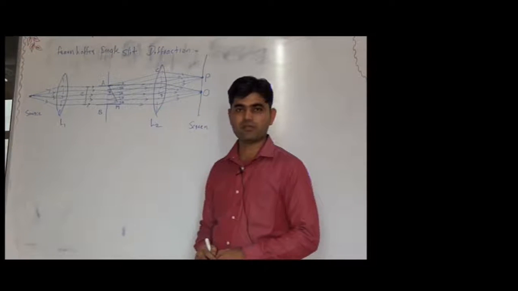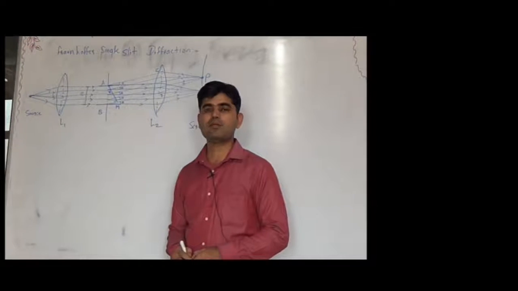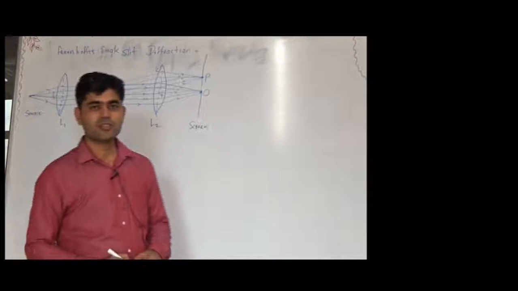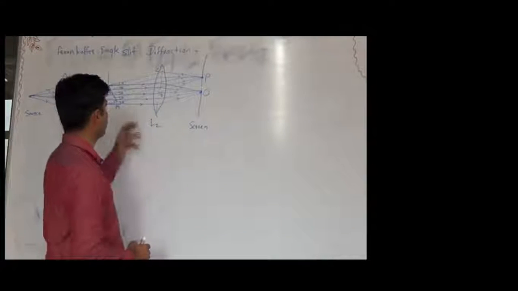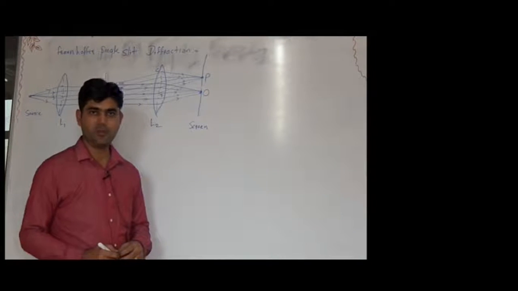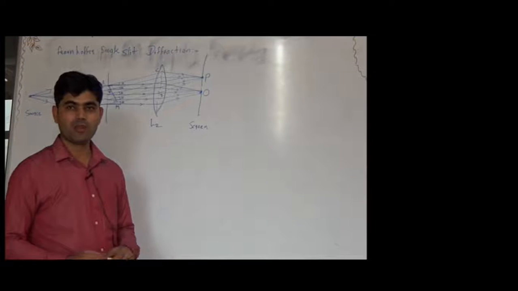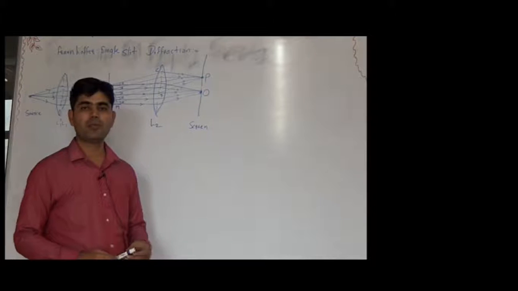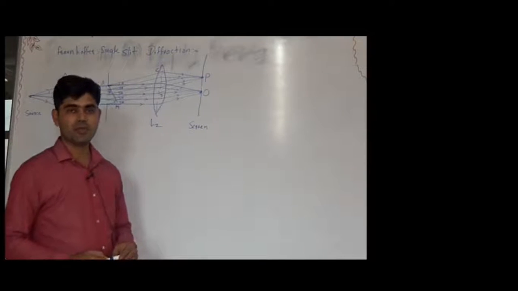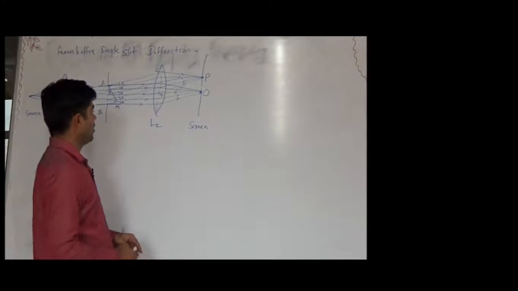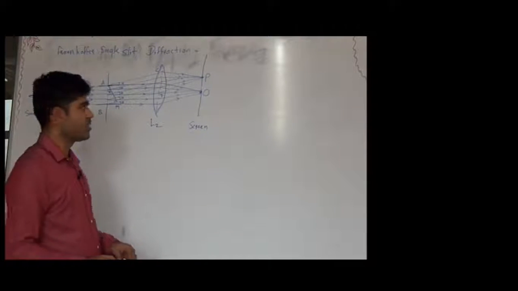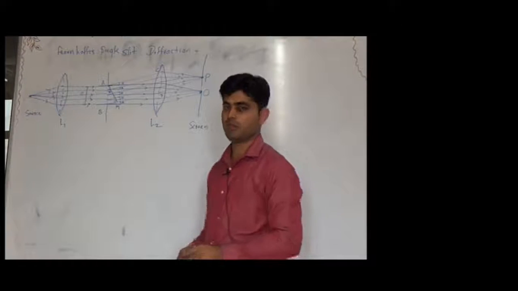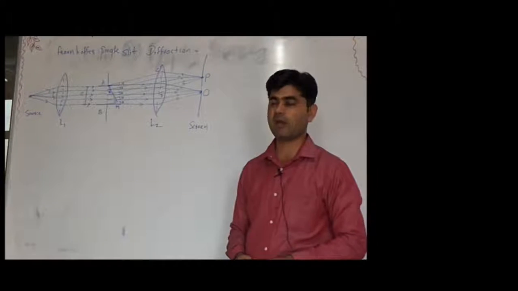In the last lecture, we discussed the concept of diffraction and the types of diffraction. In that lecture, we also learned three methods of diffraction under the category of Fraunhofer diffraction. First is single slit Fraunhofer diffraction, second is double slit Fraunhofer diffraction, and third one is n number of slit diffraction. Today we will discuss only the Fraunhofer single slit diffraction method, or single slit diffraction pattern.